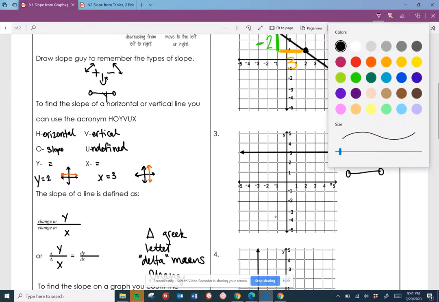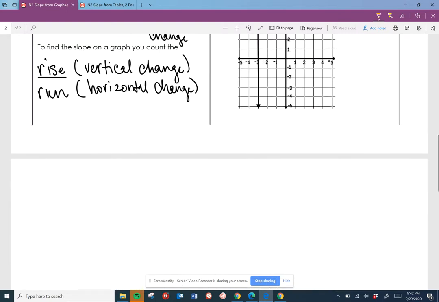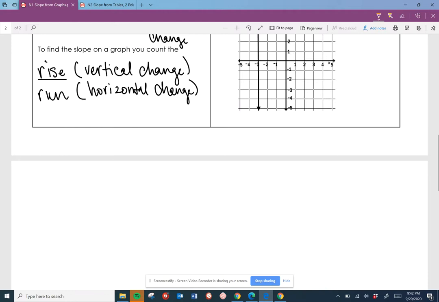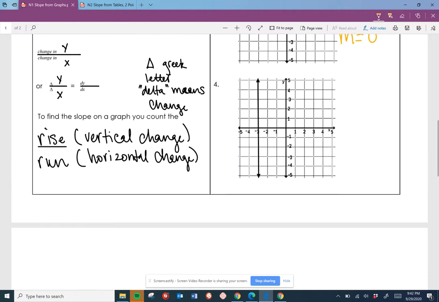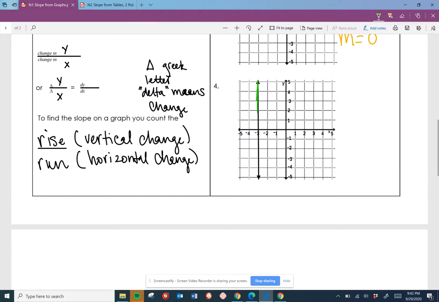If we use that same slope guide diagram to find the slope of this vertical line, right, I have a vertical line, and that is going to match the undefined example, okay, for my slope guide. So vertical slopes are undefined and horizontal slopes are 0.